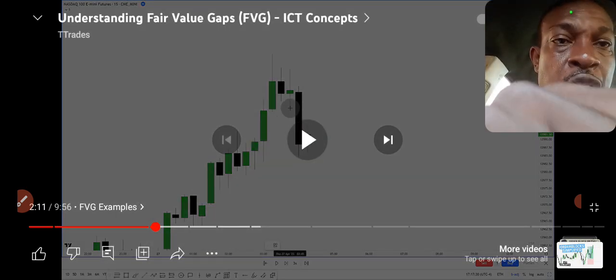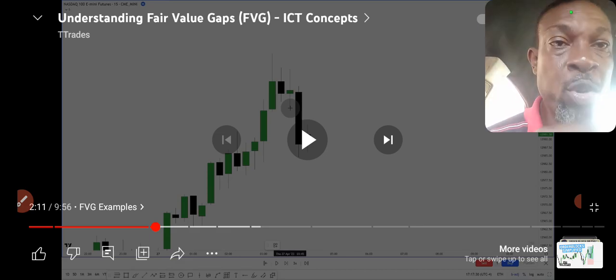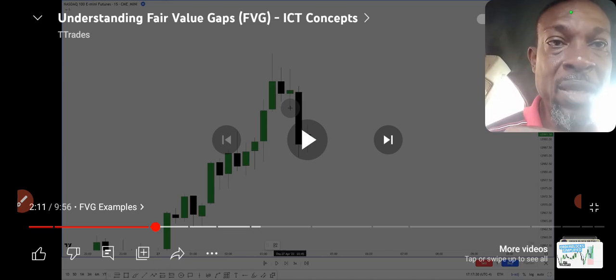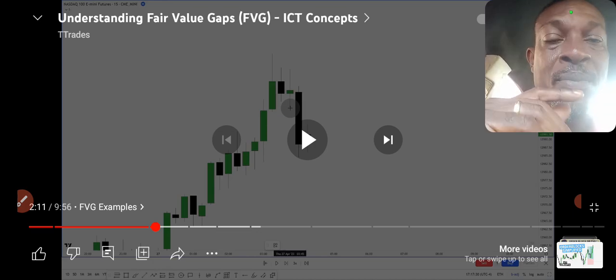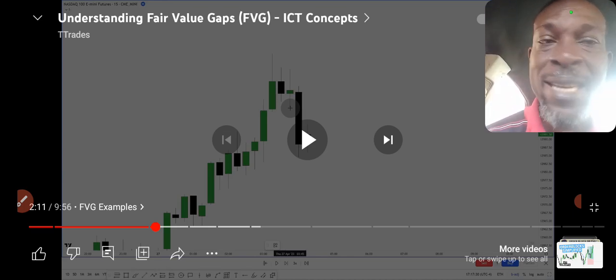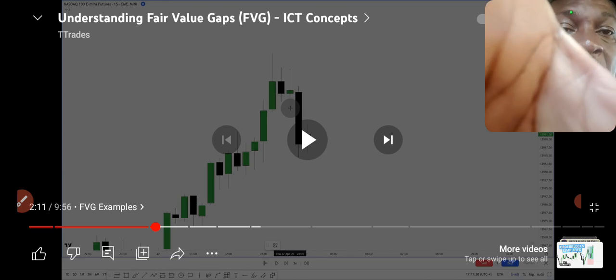It's going to show you some examples on a view chart right now. This thing is very, very powerful, so please pay rapt attention to it, because price will normally retrace back to fair value gap, and that's where you become a winner in trading.